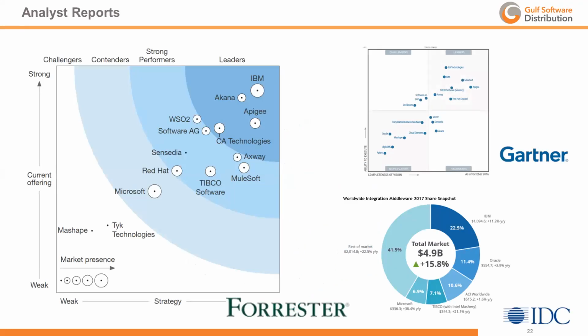In terms of the analyst reports, IBM API Connect again is a leader, be it any analyst for that matter. So Forrester rates it at the top. Gartner places it in the leaders quadrant, and the worldwide integration market share held by IBM is about 22.5%. So that's the strength of IBM when it comes to the integration portfolio.